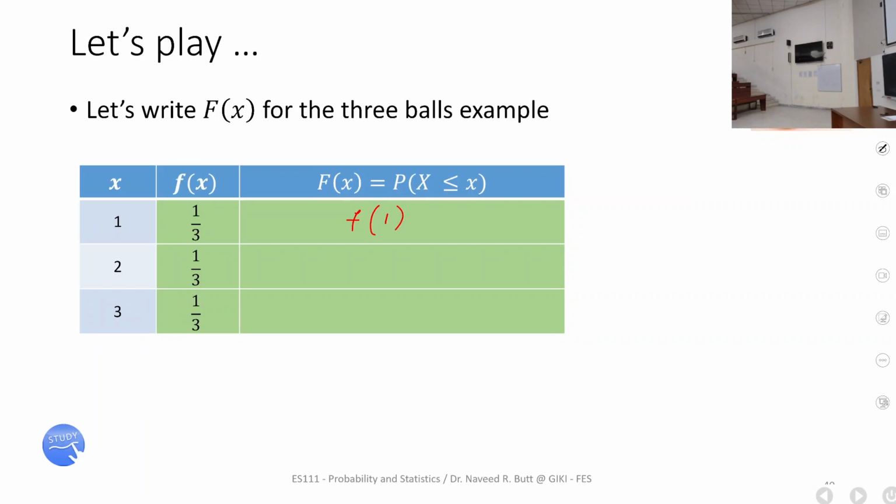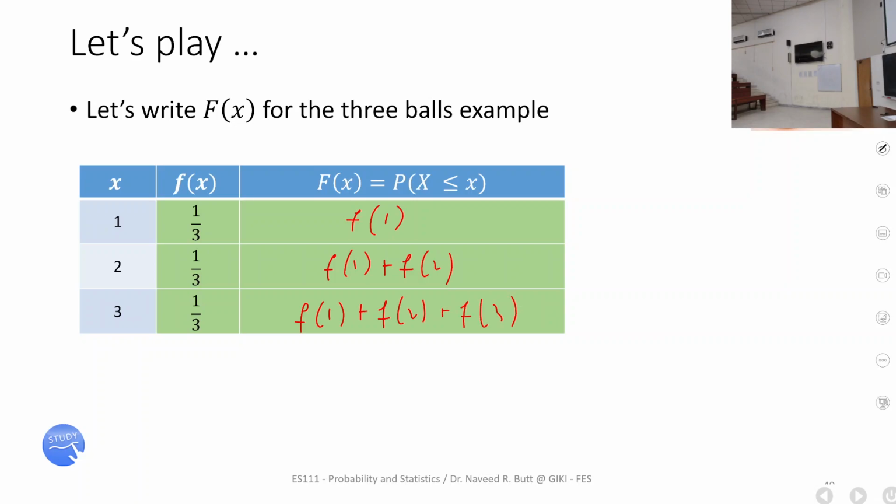Then what's the probability that the number written is less than or equal to 2? Now there are 2 chances. If 2 is written on the ball or 1 is written, either way your condition is satisfied. So you have to add both of them, and of course they are mutually exclusive, so you can just sum them up, F1 plus F2. What about this one? You can already guess, it's F1 plus F2 plus F3.